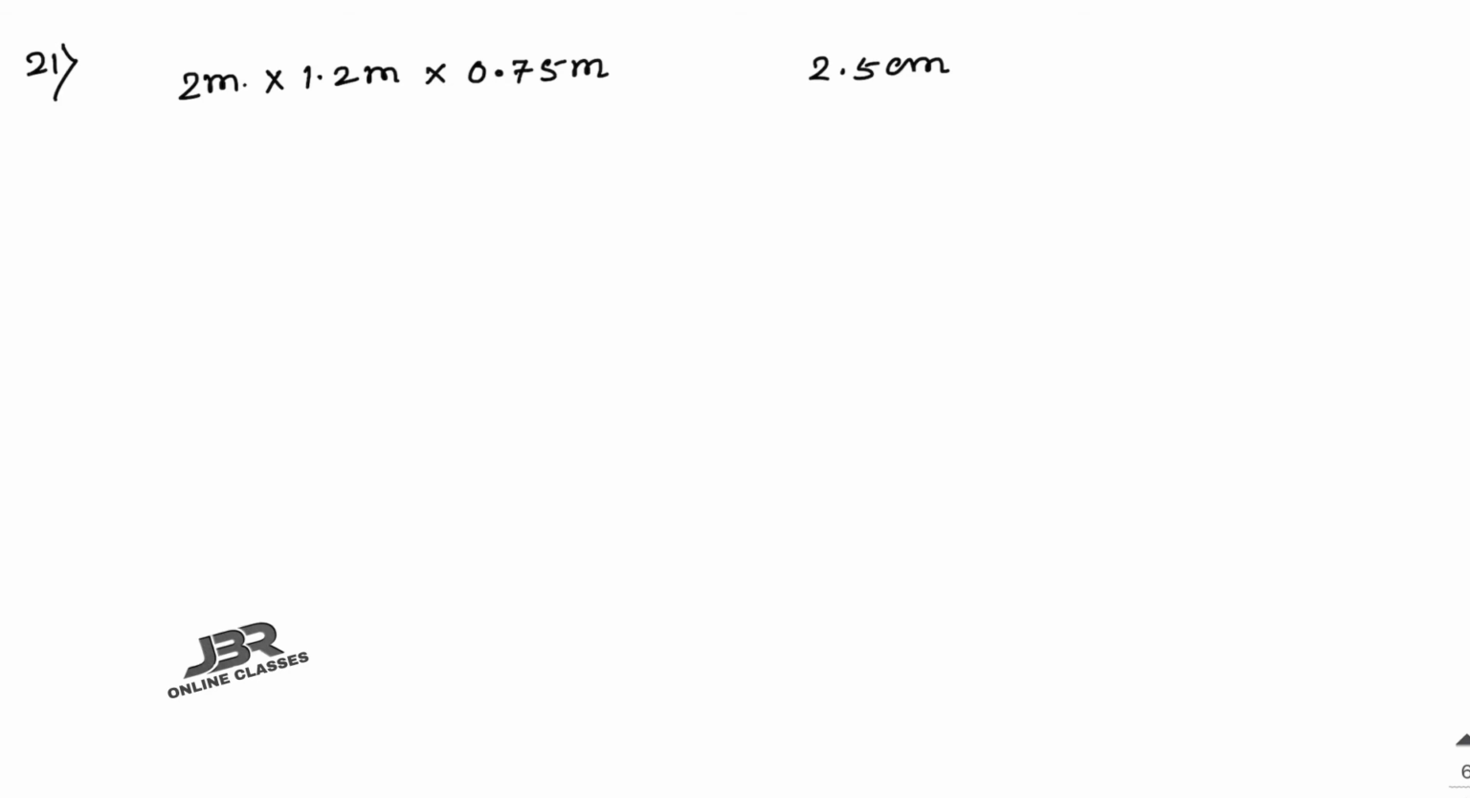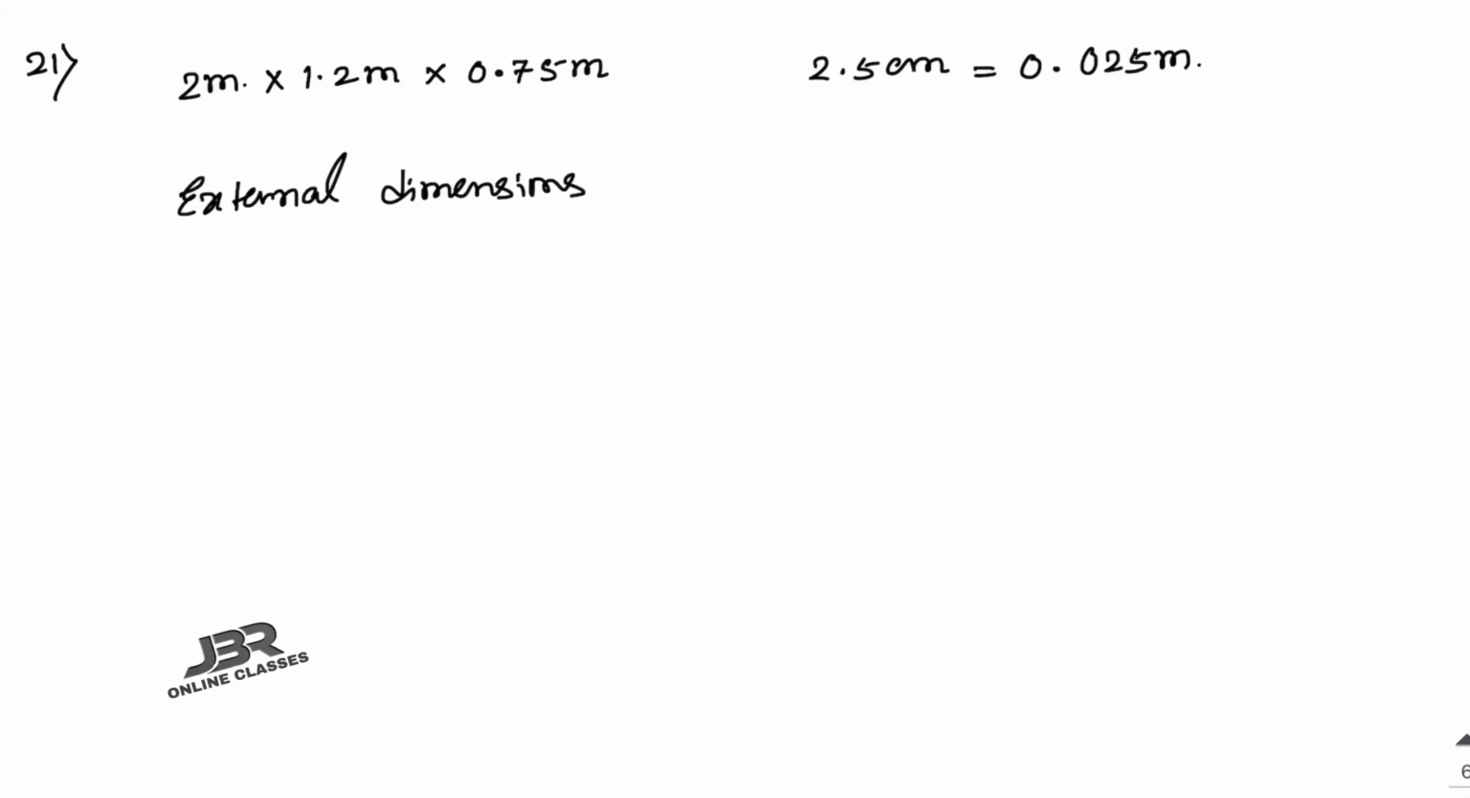So the inner dimensions are 2 meter, 1.2 meter and 0.75 meter. Here thickness is 2.5 centimeter. So first convert it into meter, and that equals 0.025 meter. Okay, so now the external dimensions. I repeat, the external dimensions. So write down here external dimensions.